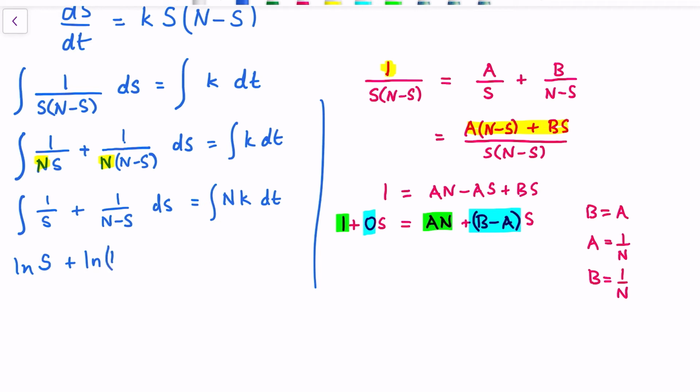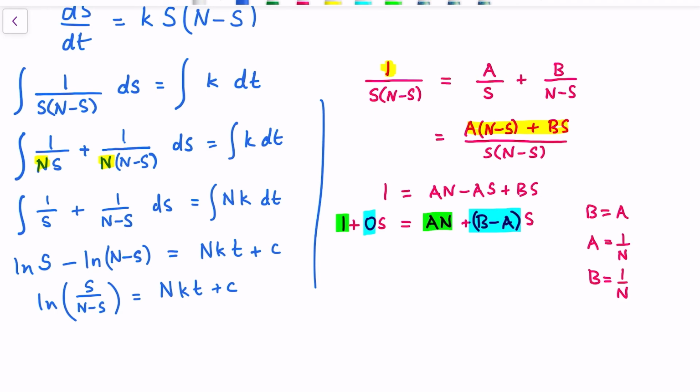So N minus S, but we need to divide by negative 1 there because of the minus in front of the S in the denominator. So that's going to be ln S minus ln(N minus S). And the right hand side is Nkt. Nk is a constant, so antidifferentiates to a linear function plus another constant. Okay, we can tidy this one up a little bit. We've got ln of S over (N minus S) using log rules equals Nkt plus c.